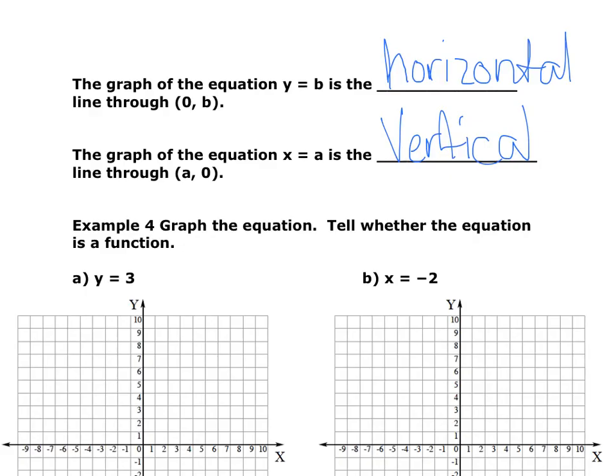Alright, so we have a couple special cases here. If you look up at the top of this page, anytime we have y equals a number, it's going to produce a horizontal line. And again, horizontal lines go like this. Okay, so anytime it says just y equals a number, it's a horizontal line. On the other hand, if it says x equals a number, it's going to be a vertical line, which again, vertical is like this. So the next two graphs are going to be super easy.